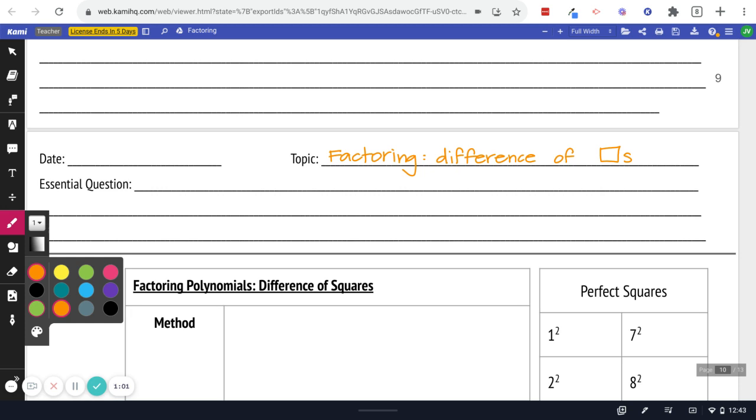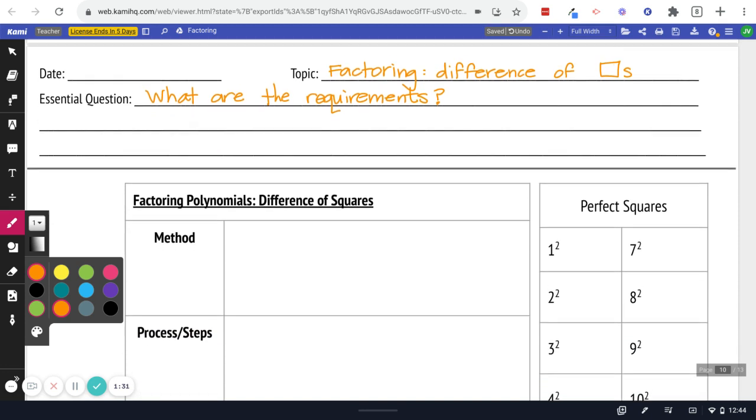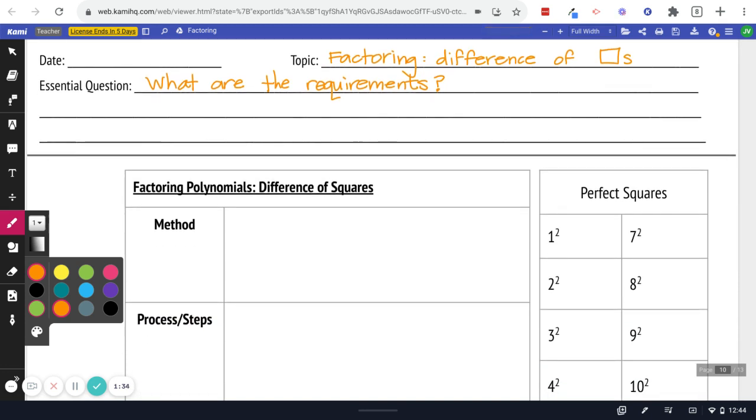So our essential question, what I want you thinking about is, what are the requirements? And we'll definitely get those figured out. So we're going to talk through some difference of squares. In difference of squares, the square part stands for perfect squares.